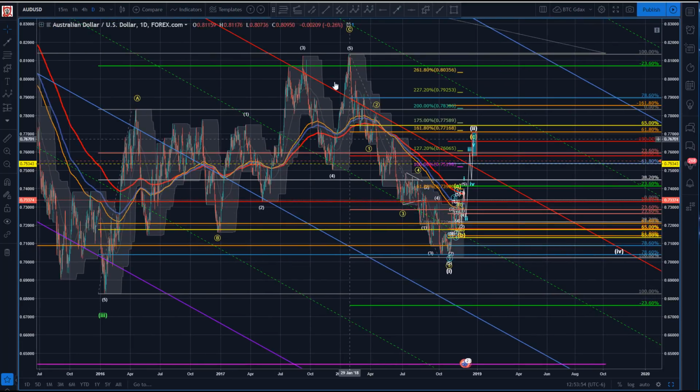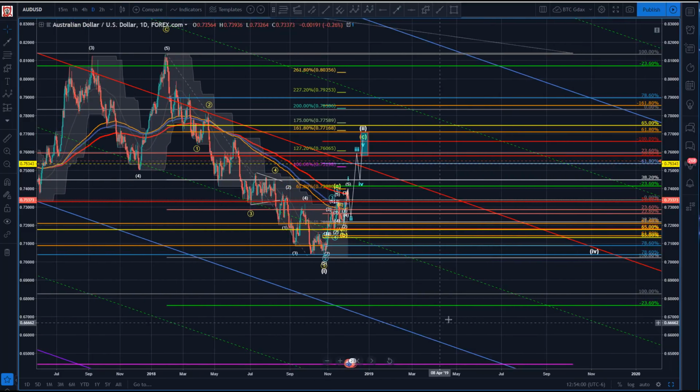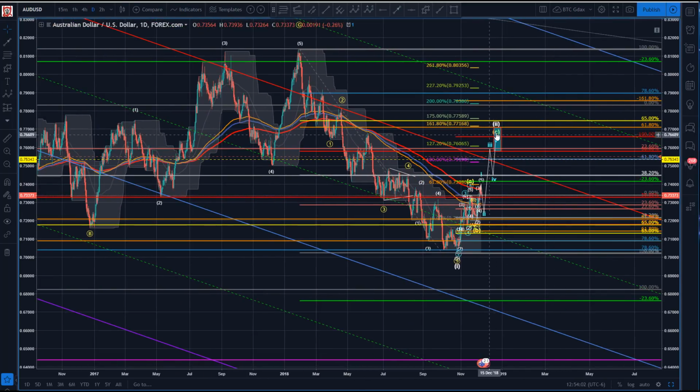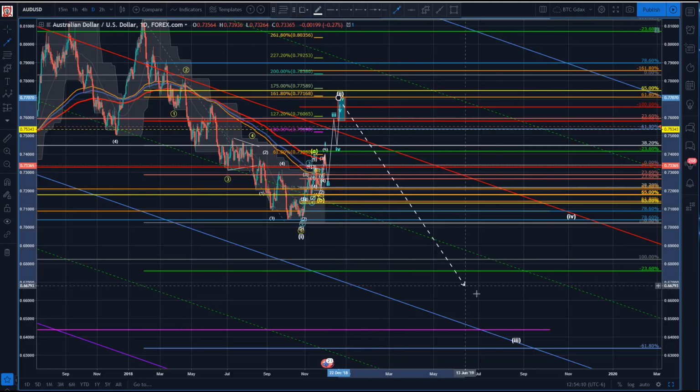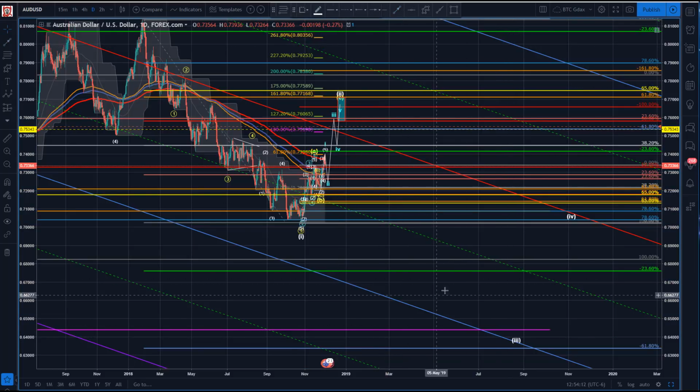So let's get back to the point here. If this is 1 and this is the ABC to give us the 2, there's no guarantee that that's where it's going to turn. That's just a probable zone for it. And if this analysis ends up being right, then there's a trade here. There's no reason not to take that trade, unless you know something I don't know.